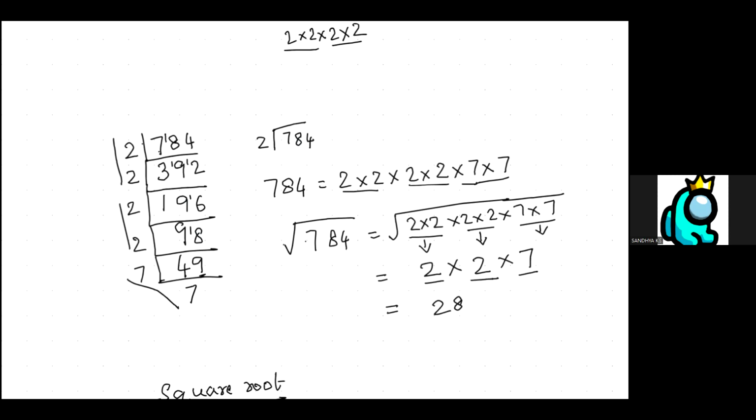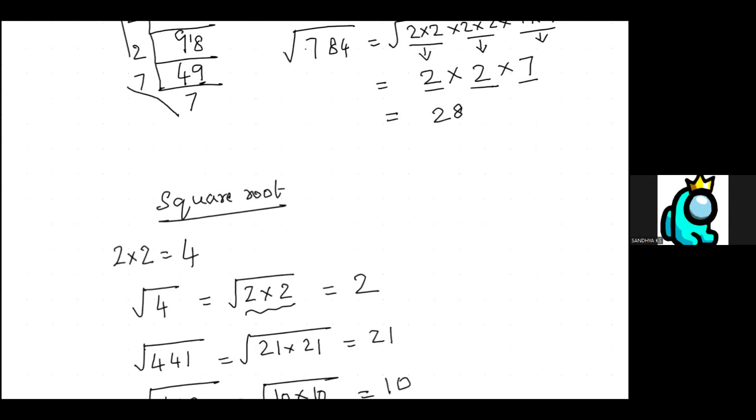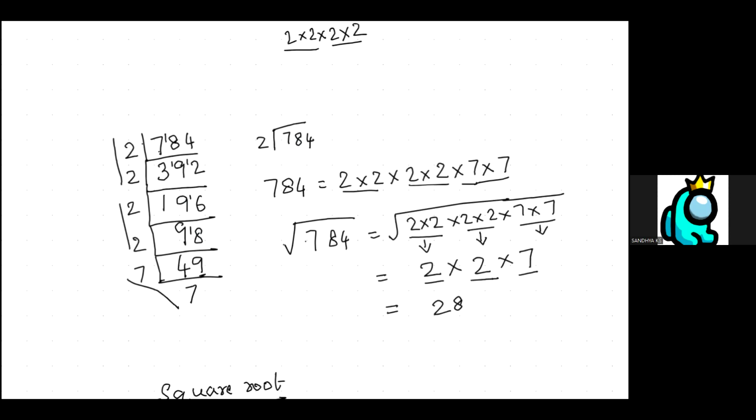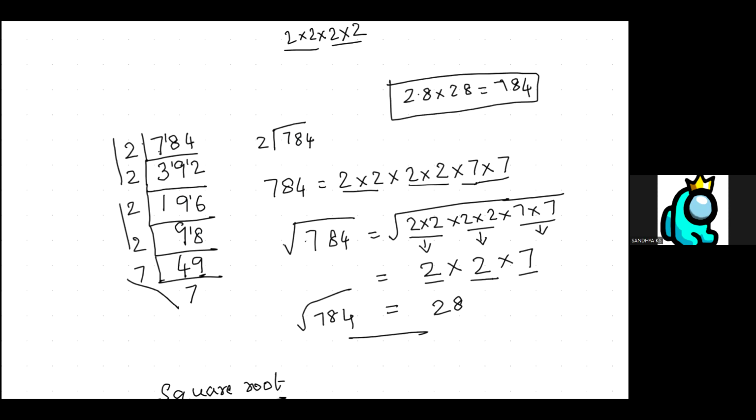So what does it mean? It means 28 multiplied by 28, I will get 784. And so the square root of 784 is equal to 28, is what we can understand. I hope all are clear with this point. Go through it, pause the video and do it again and try it on your own.